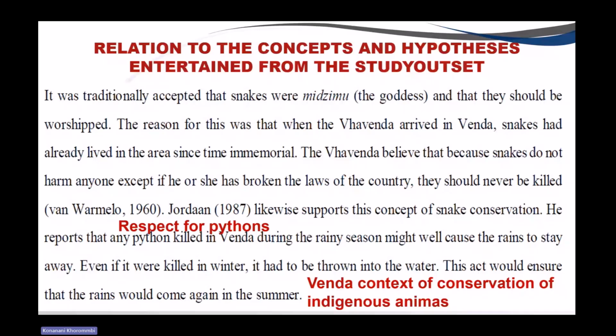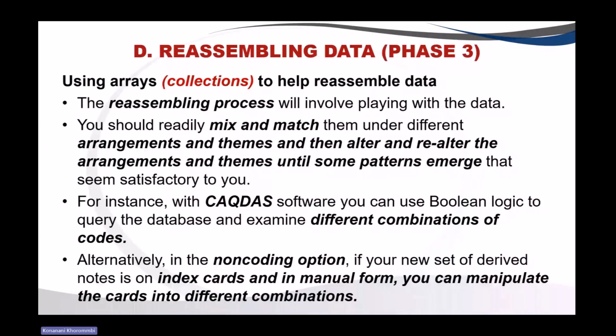Now, we are going to look at strategies of how to assemble data. And the first one is using arrays. The reassembling process will involve playing with data. You should readily mix and match them under different arrangements and themes, and then alter and re-alter the arrangements and themes until some patterns emerge that seem satisfactory to you.